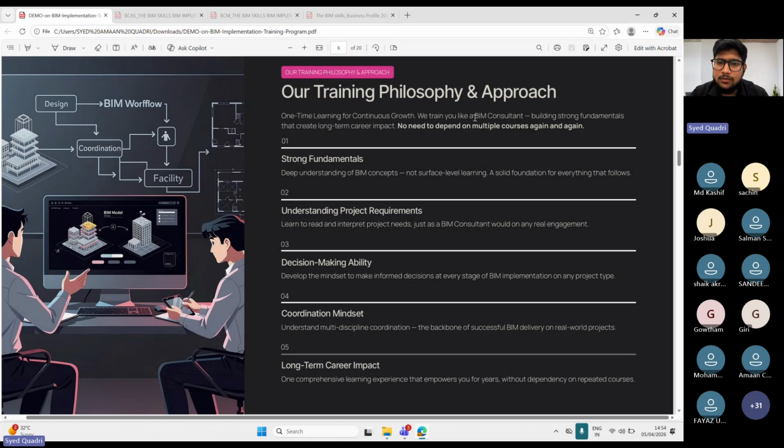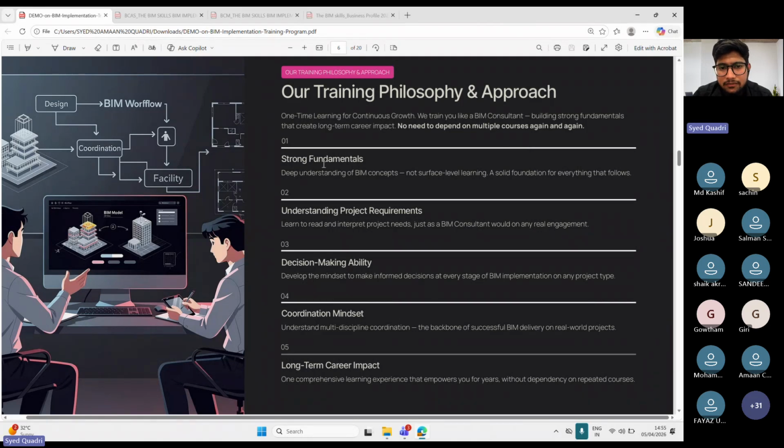During the training, you will act as a BIM consultant and provide the services. Parallelly, you will get the guidance. So, building strong fundamentals that create long-term career impact. No need to depend on multiple courses again and again, because we have some candidates who already joined 6 different platforms. Again, they joined here, they got satisfied and they got growth.